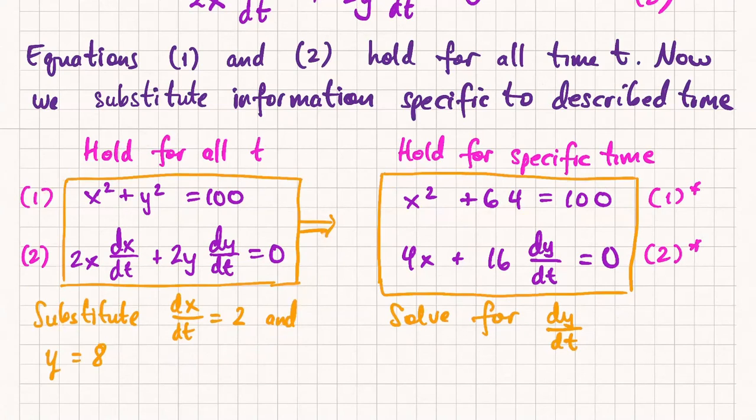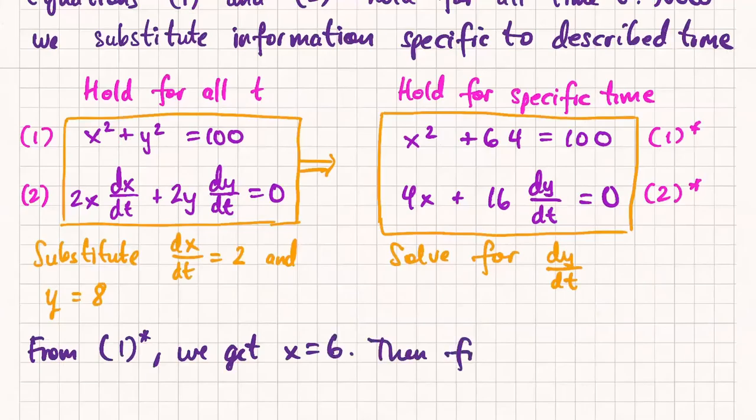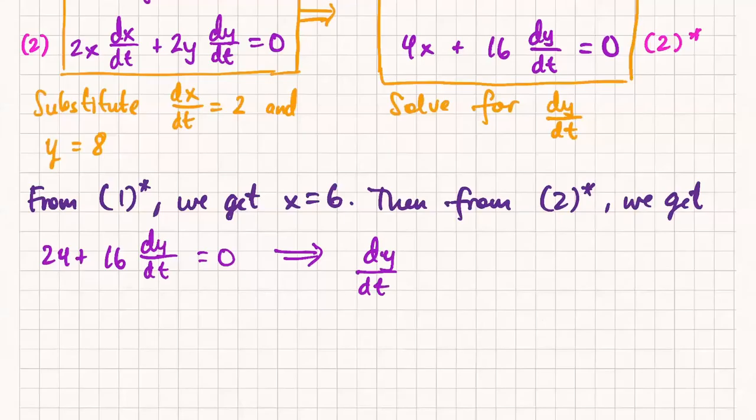Okay, so solving for dy dt is just a matter of algebra. I mean, this is very easy. If I want to solve for dy dt, I obviously need x in this equation, but I can get x from the first equation, right? So let's just write that down. So from 1 star, we get that x has to equal 6. Then from 2 star, so if x is equal to 6, what do we have? We have 24 plus 16 dy dt equals 0. So dy dt is what? Negative 3/2. And what are the units? Let's make sure we understand that: feet per second.